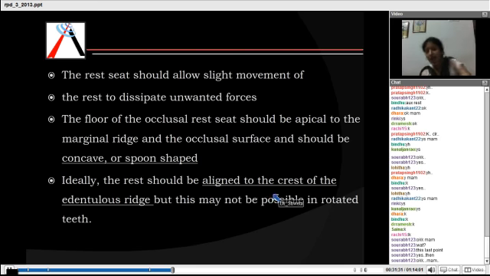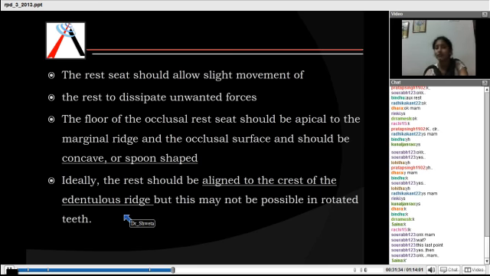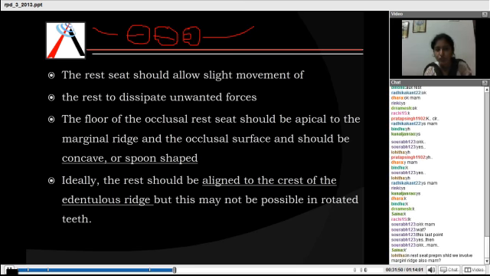The rest should be aligned to the crest of the ridge. Now what they mean by this is, when there are teeth like this, this is your ridge. So your rest should be in the line of your ridge only. Your rest should always be in the line of the ridge as much as possible.